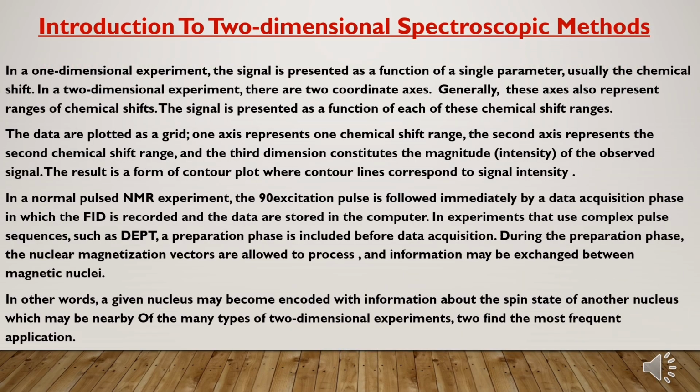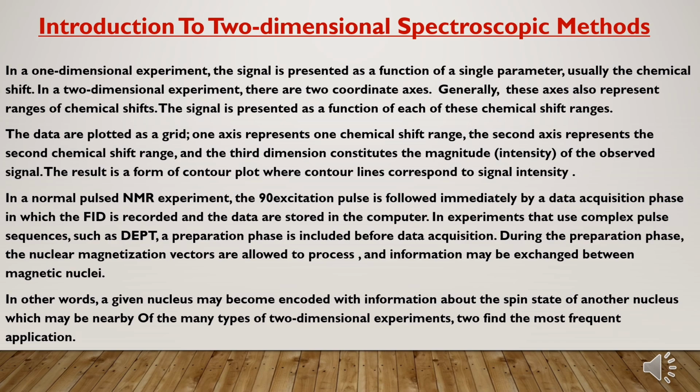Introduction of two-dimensional spectroscopic method. In a one-dimensional experiment, the signal is represented as a function of a single parameter, usually the chemical shift. In a two-dimensional experiment, there are two coordinate axes. Generally, these axes also represent ranges of chemical shifts. The signal is represented as a function of each of these chemical shift ranges. The data are plotted as a grid.